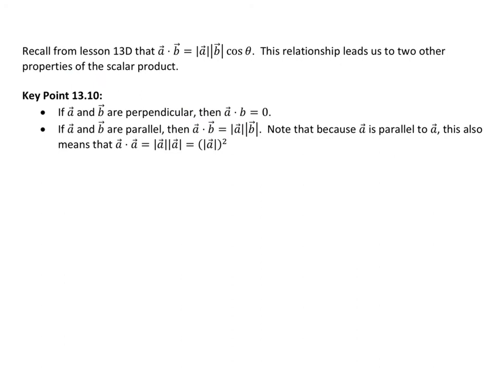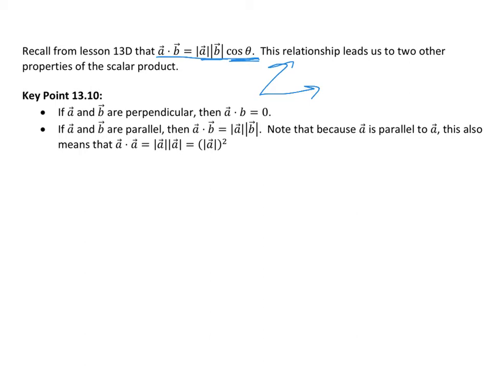All right, so now let's look at a couple more properties. Let's recall from our last lesson from 13D that the dot product is equal to the product of the magnitudes of the vectors and the cosine of the angle between those two vectors when they're placed with their tails touching one another.